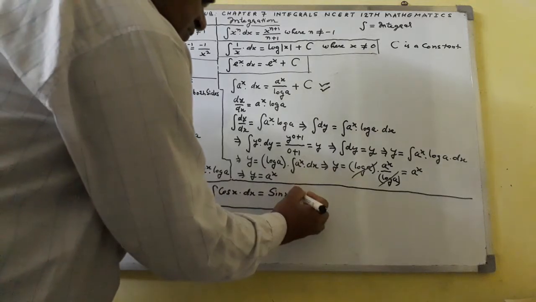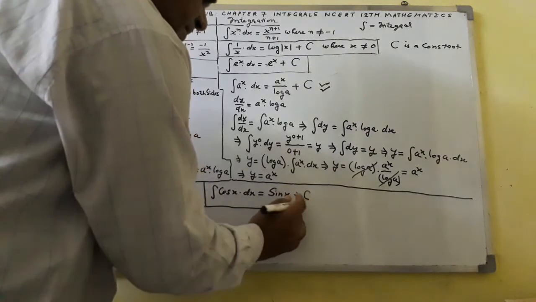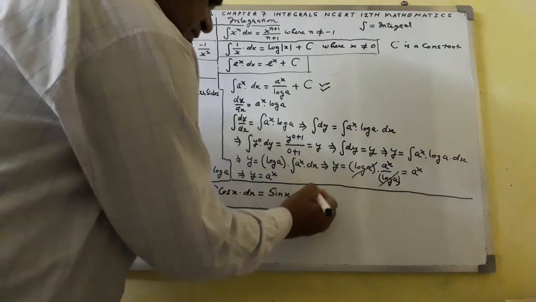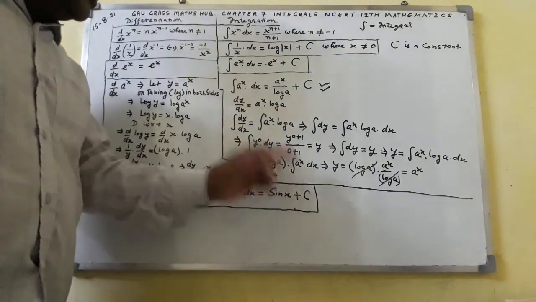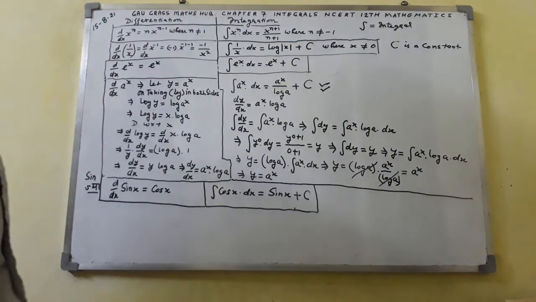Integral cos x dot dx equal to sin x plus c. Next formula I am going to take here.